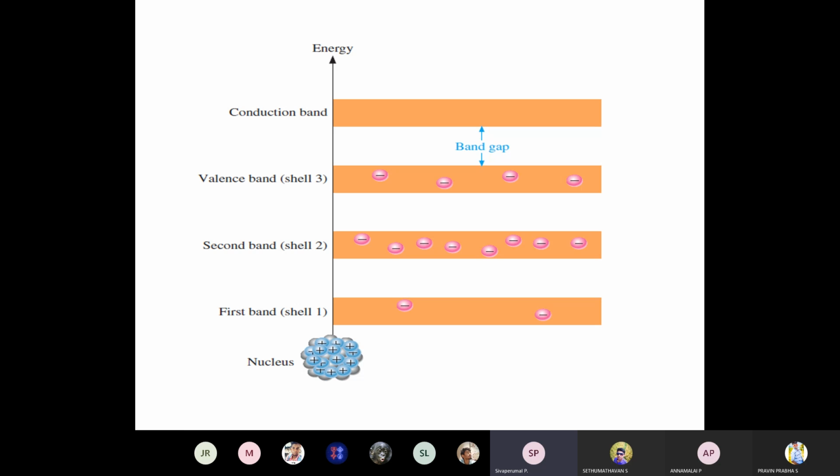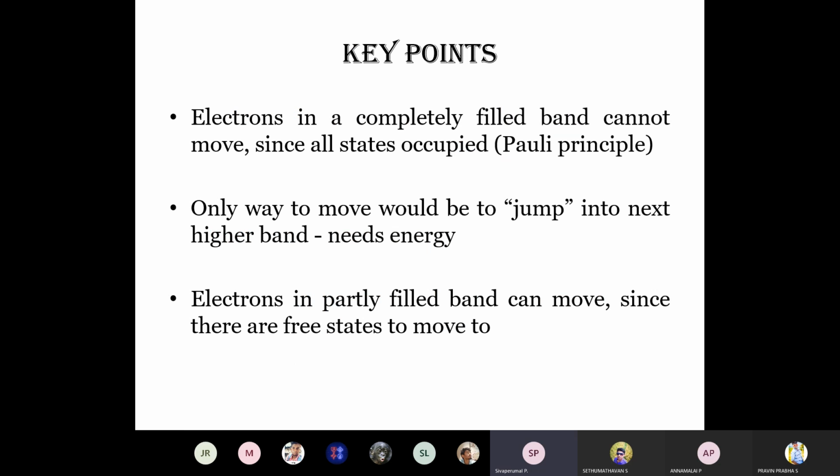Next, in the figure, we can see some nuclei, the atoms, which are positive ions, and different shells. The first, second, and third shell will be the valence band, and above that valence band will be the conduction band. Between the conduction band and the valence band there is a gap, and that gap is called the forbidden gap.